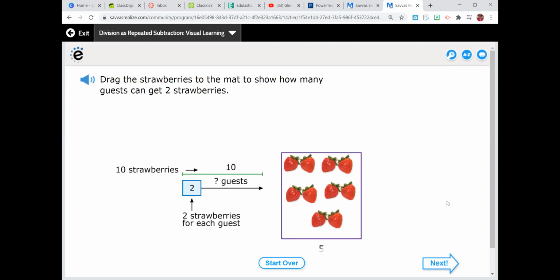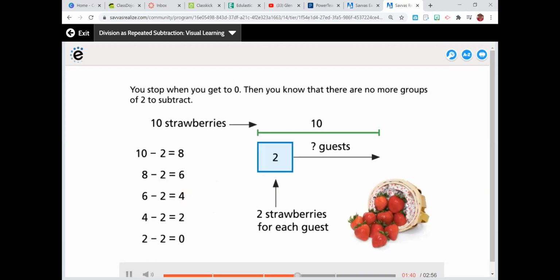I had 10 strawberries. I gave them away in groups of 2, and 5 people got them. You can subtract 2 5 times. There are 5 groups of 2 in 10. There are no strawberries left. June can serve 5 guests.